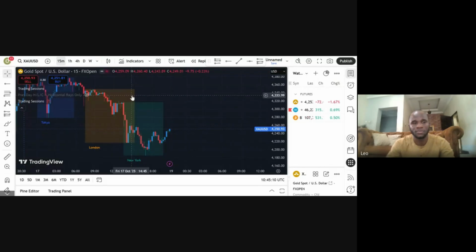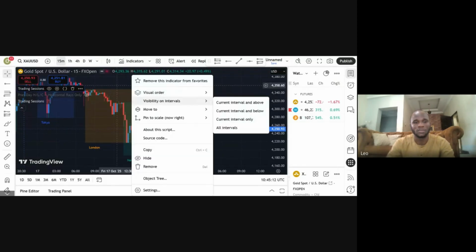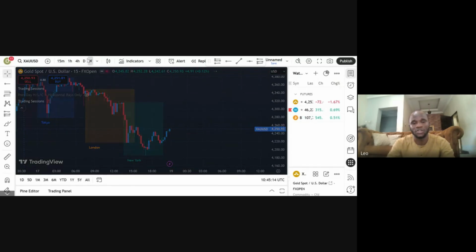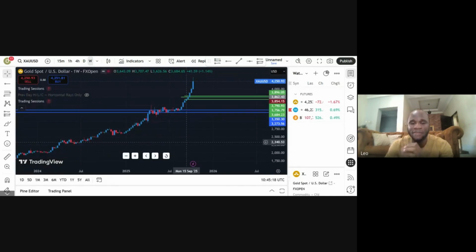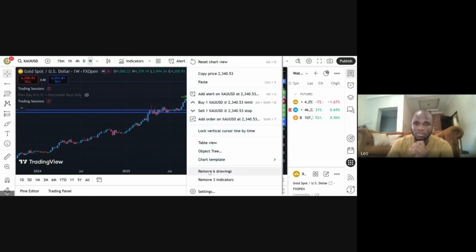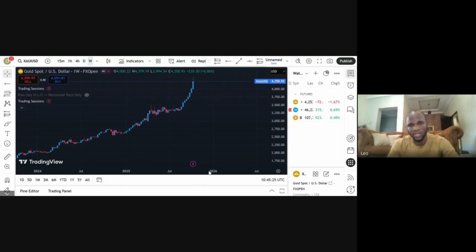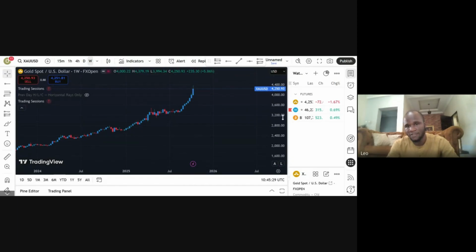All right, so first of all, as usual, you come on your weekly time frame. So now gold has been on a very strong uptrend. You see, it has been going up. It hasn't even retested. And so now it's very risky at this point because it gets to 4,400.